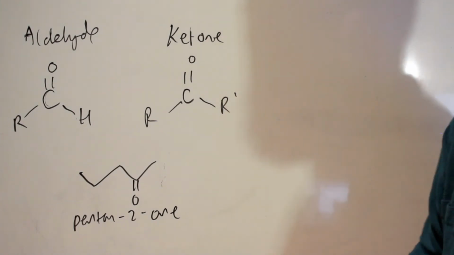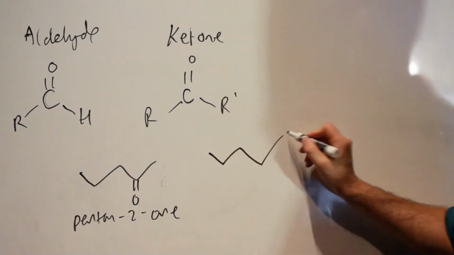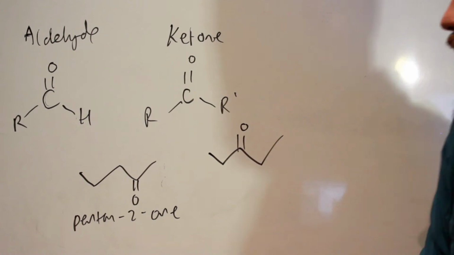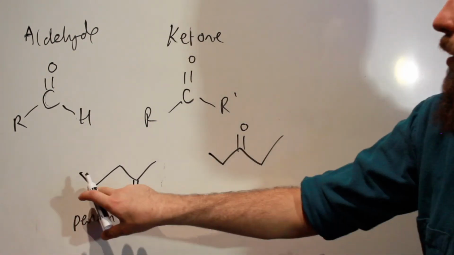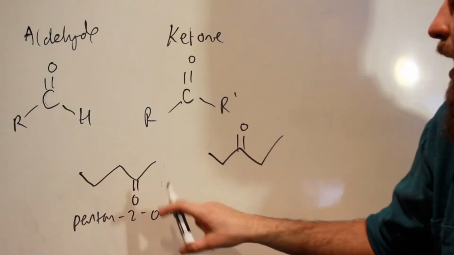Got to specify because we could also have 1, 2, 3, 4, 5, the carbonyl on carbon 3, and that would be pentan-3-one. But then all our other rules still apply. I could not have it on carbon number 4 because that would just be the same as carbon number 2.